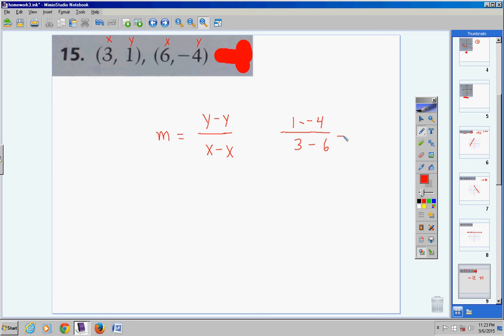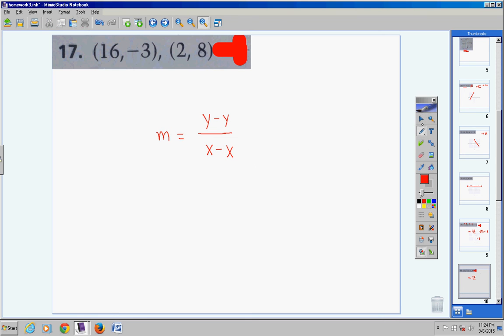Now, if you struggle with your signed numbers, use a calculator. Type in 1 minus a negative 4. 1 minus a negative 4 is really 1 plus 4, so you get a 5. 3 minus 6 is negative 3. So you have a positive over a negative, so the whole slope becomes what? Negative. You cannot reduce 5/3, so your answer is negative 5/3. Really pretty simple, guys, okay? Now, let me hold on to that thought. Okay, let's go on to number 17.